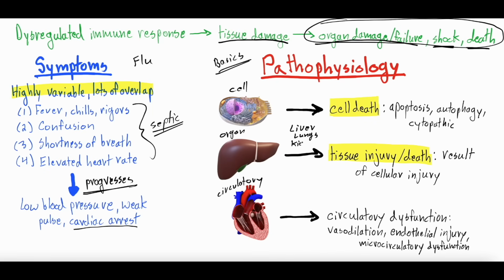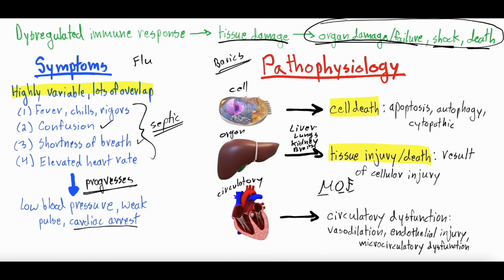We see patients in the hospital with acute kidney injury from sepsis very frequently, or hypoxia, respiratory failure from sepsis, or liver injury, transaminitis from sepsis. It can even affect our brain. That's why confusion is something we sometimes see, right? Shortness of breath is sometimes something we see. And this can lead to, at the worst, multi-organ failure, MOF.